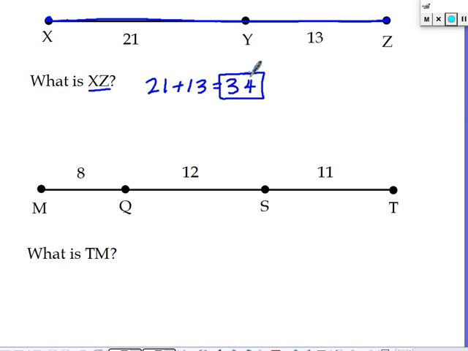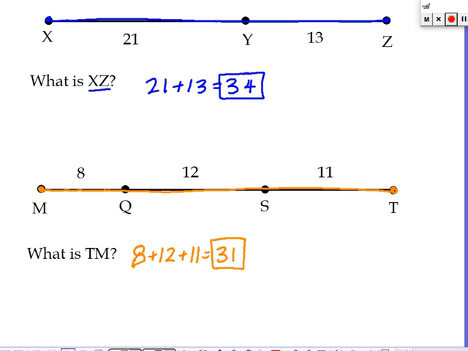So for the next one, what is TM? Again, they're asking for the whole thing. So from T to M, or M to T, it's the same thing. So I want to find that. So this time I'm going to add up all three pieces. So 8 plus 12 plus 11 gives me 31. And again, there's no units listed here, so I don't need units.